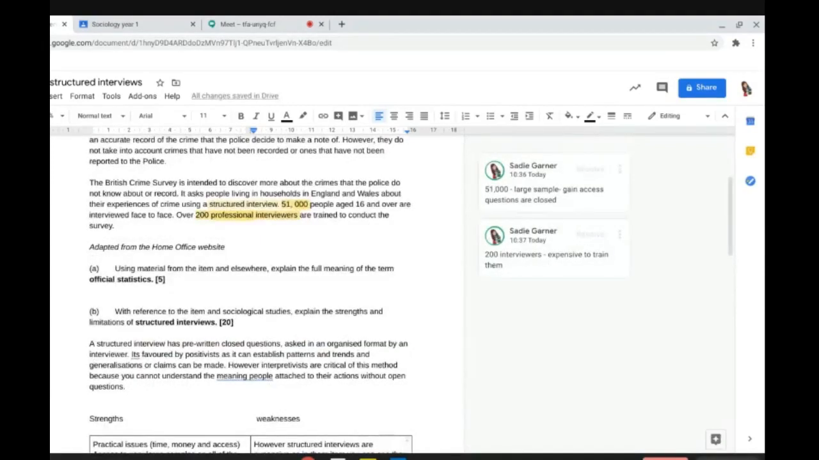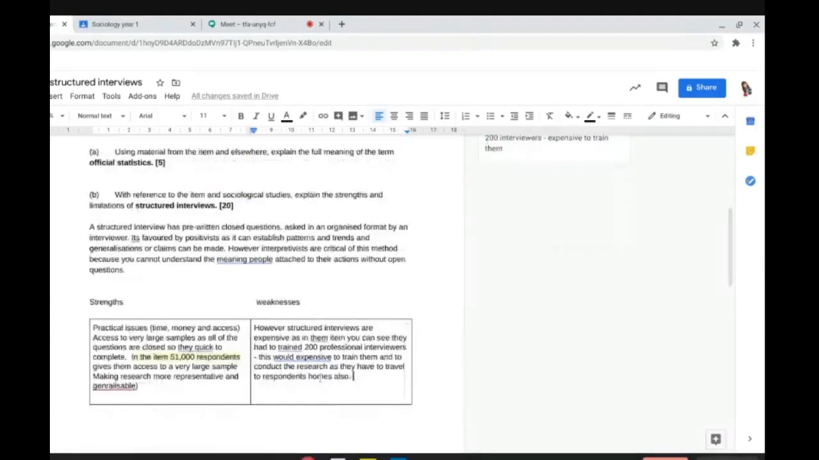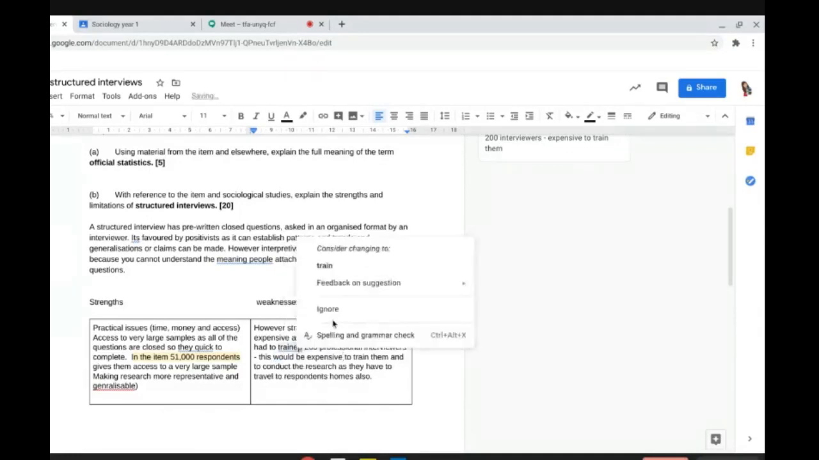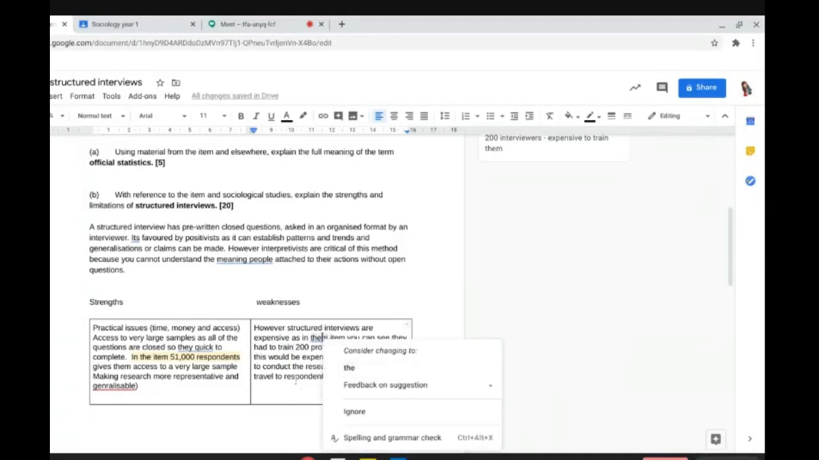No. In the second year, when we do crime and deviance, we study the official crime survey and the British Crime Survey, and they do them in their own home to make them nice and relaxed. And as you know, they'd have to pay to do that.